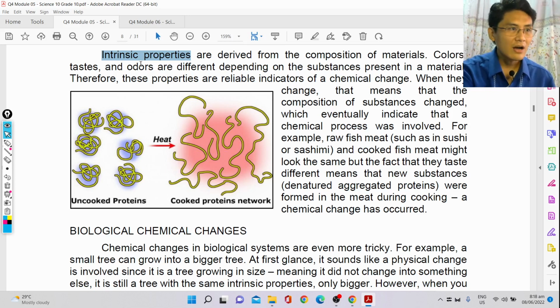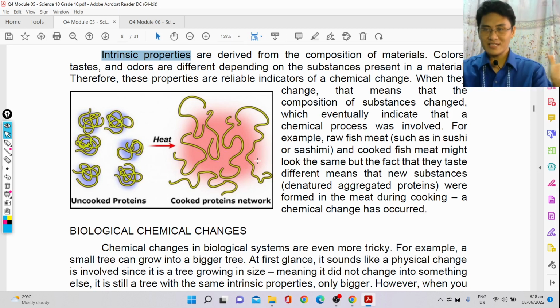That means the odor, that means the taste, the odor. Remember, flavor is actually taste plus some odor, right? If you did not know that already. It tastes different because there were new substances formed. In fact, the uncooked proteins look like this, and then when you cook them with heat, they will denature and aggregate. Denature is another way of saying it will unfold, right? Remember when we discussed proteins, they have a three-dimensional shape. It will unfold and it will probably be cut into different places. So we call it aggregated proteins. And that's why you notice the taste is different.